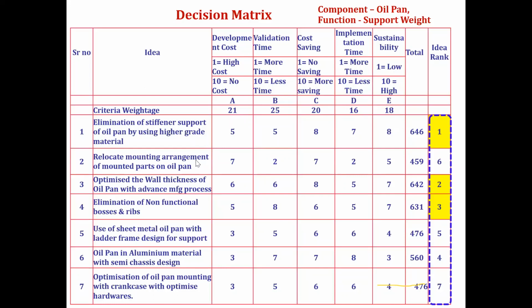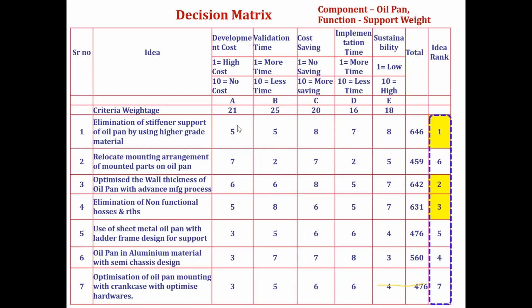I'm going to give the rating in the range of 1 to 10 for the 7 ideas, because these 7 ideas have been finalized. The ideas include to eliminate the stiffness support by going with higher grade material, and there are many ideas. One of the other ideas is to optimize the wall thickness, and also to eliminate the non-drip areas. Okay, these are different ideas. Let the ideas be as they are.